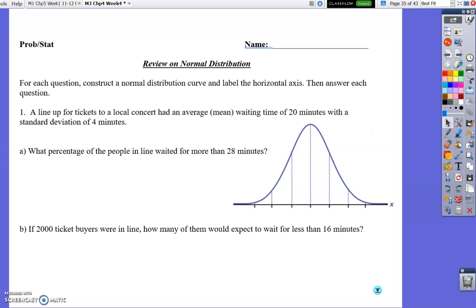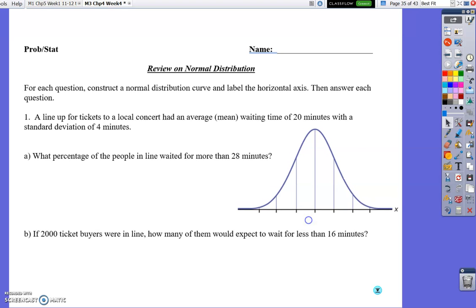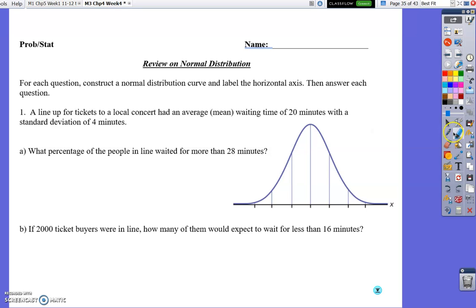So we'll start with number one. Line up for tickets to a local concert had an average waiting time of 20 minutes with a standard deviation of 4 minutes. So 20 minutes goes in the middle. And then add 4 to move up: 24, 28, and 32. Subtract 4 to move down: 16, 12, and 8. And so what percentage waited in line for more than 28 minutes?